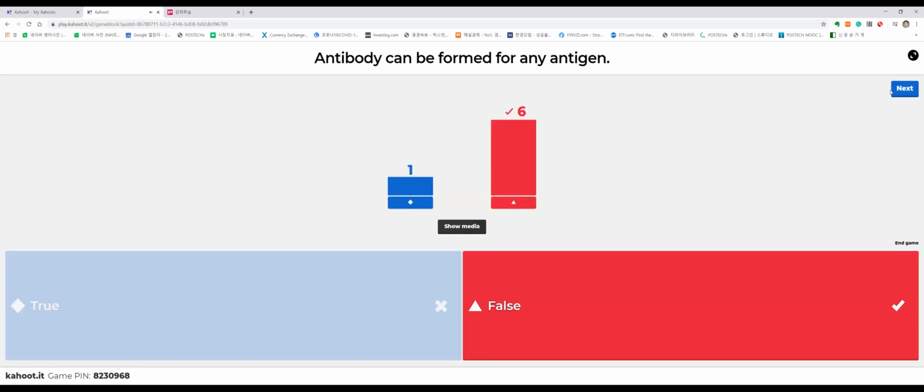Even though we have a huge number, like a million, of antibodies, that does not mean that antibody can be generated for any kind of antigen. Some antigens can raise antibody, and some people have a strong response to an antigen, and some people don't. Okay, let's move on.